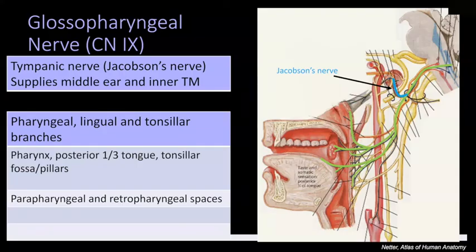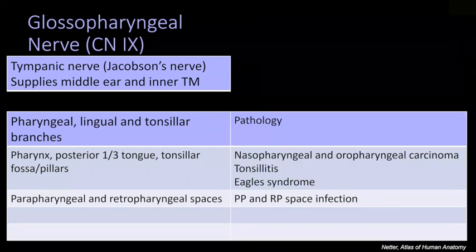The glossopharyngeal nerve innervates the middle ear and tympanic membrane via Jacobson's nerve, and it also innervates the pharynx, the base of tongue, tonsillar fossa, and the parapharyngeal and retropharyngeal spaces. And so carcinomas and infections of the pharyngeal structures and the parapharyngeal and retropharyngeal spaces can all result in otalgia. And Eagle syndrome can cause otalgia through irritation of the tonsillar fossa.